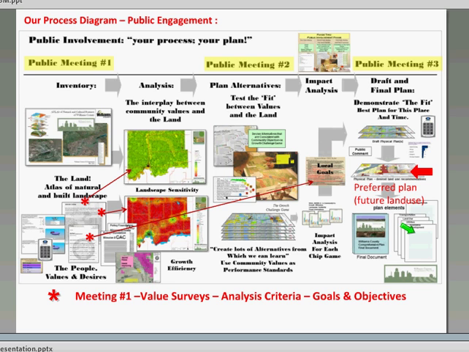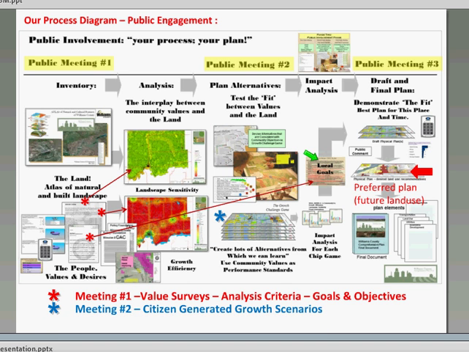In the first public meeting, it's all about broad public value input. So surveys were done that literally informed the analysis maps that are used. Both landscape sensitivity and growth efficiency were built on values collected in public surveys, as well as the goals of the project, which become how we measure success as we move through the process.